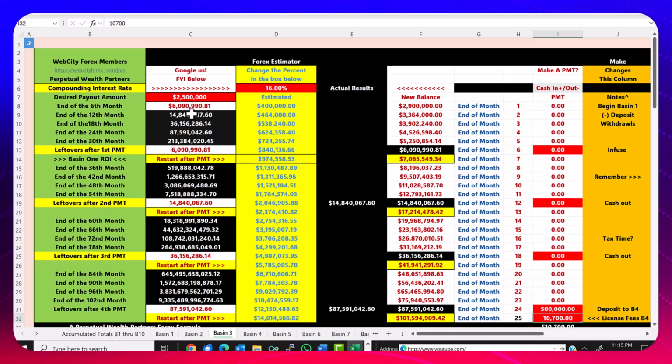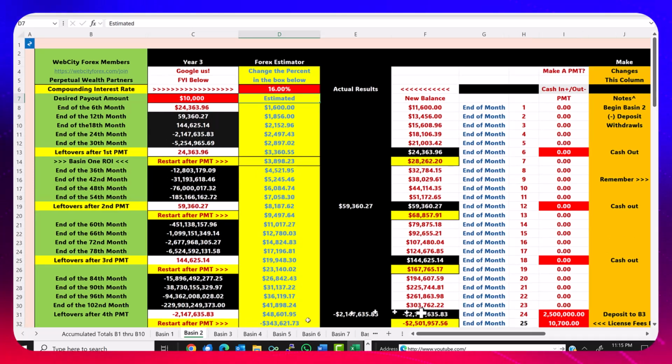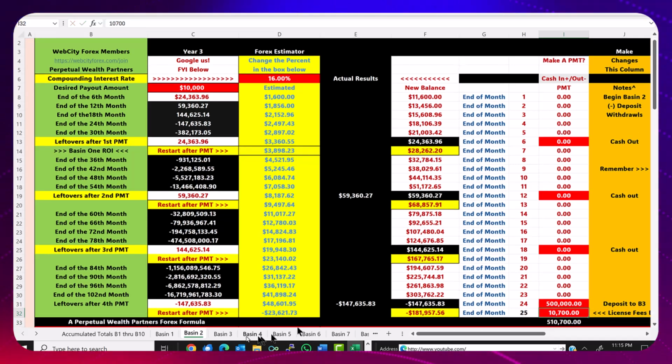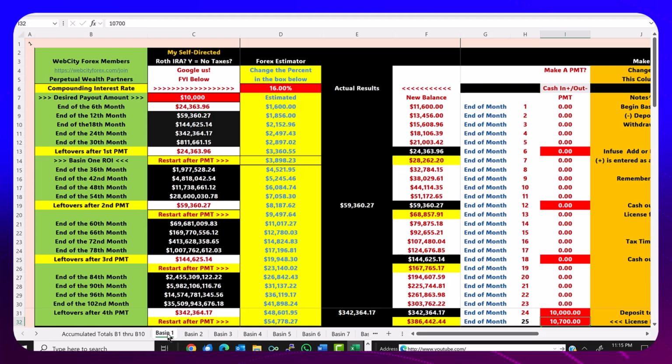And we'll go from there. Let's go back to Basin 2 and only deposit 500,000. All right, now where are we at? So here we did 10,000 again, 10,000, 10,000. We could actually do 100,000. I think. Let's double check that. There we go.